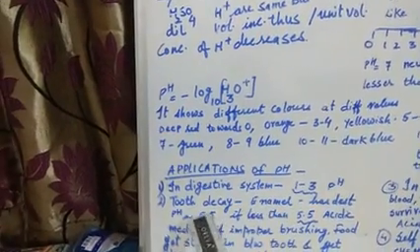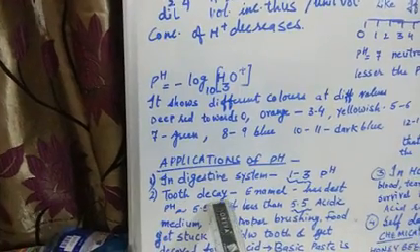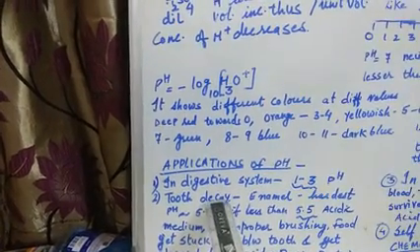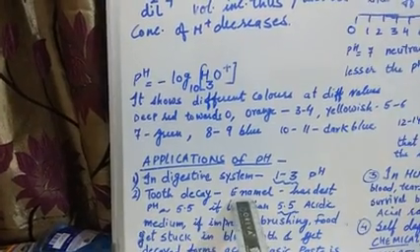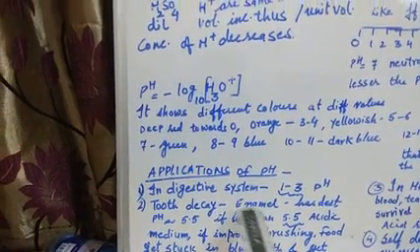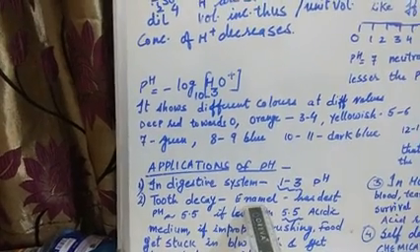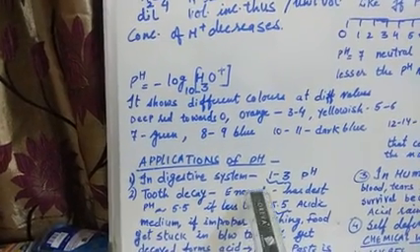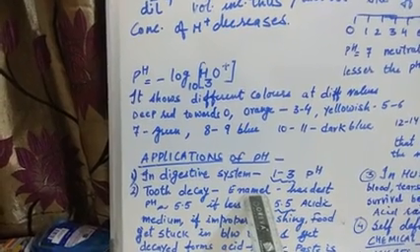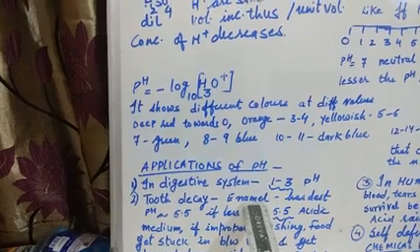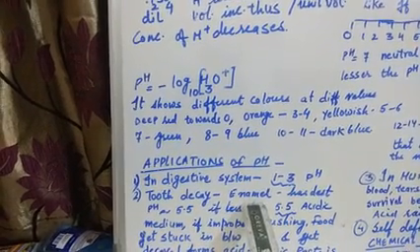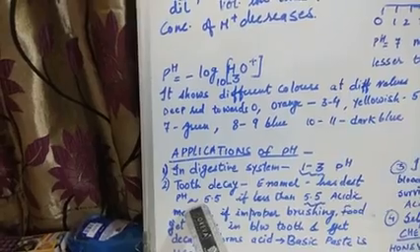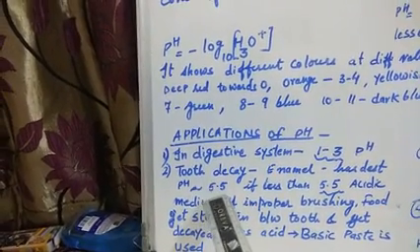Second, I am taking tooth decay. You know, students, the covering over our tooth is enamel. It is made up of calcium phosphate. And this enamel is the hardest substance in our body. Hardest substance. But if in our mouth the medium is becoming acidic, then this enamel gets corroded and acquires cavities in the tooth. So the pH in the mouth is approximately 5.5, students.